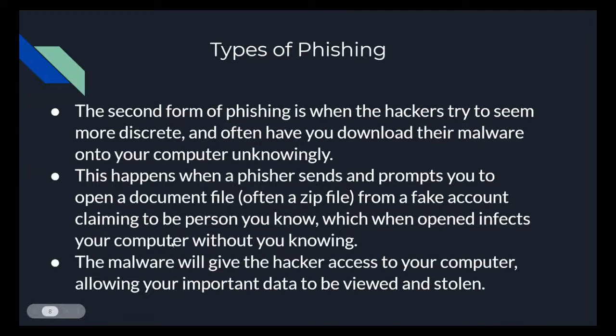The second form of phishing is when the hackers try to seem more discreet and often have you download their malware onto your computer unknowingly. This happens when the phisher prompts you to open a document file, often a zip file from a fake account, claiming to be a person you know, which when opened infects your computer without you knowing. And the malware will give the hacker access to your computer, allowing your important data to be stolen or viewed.